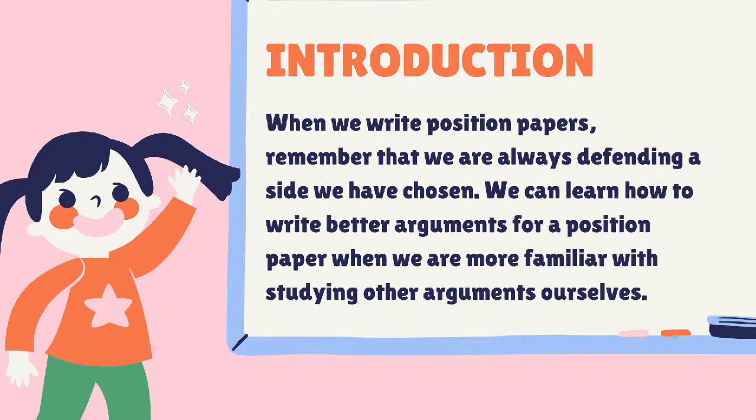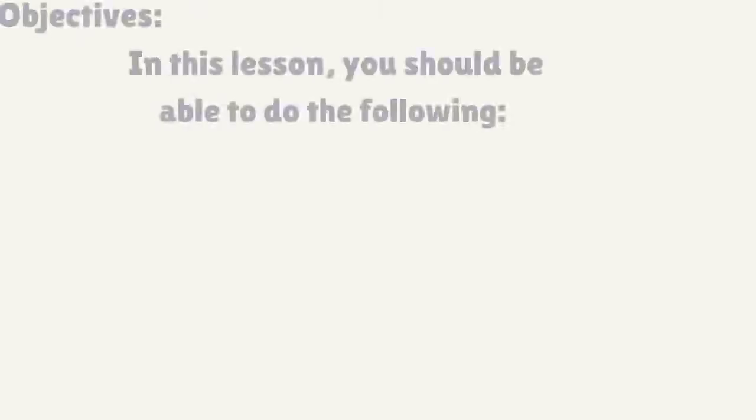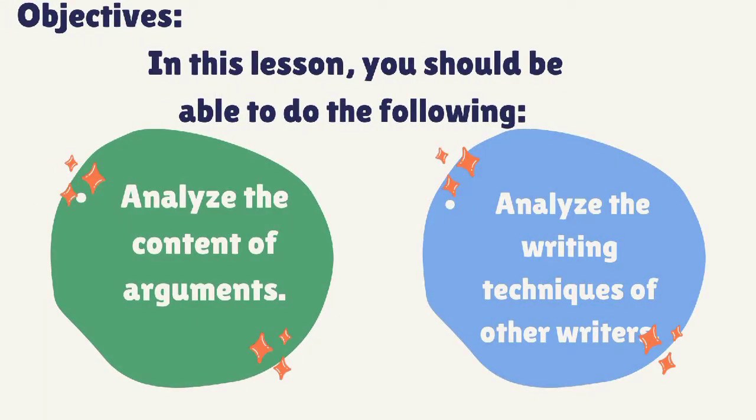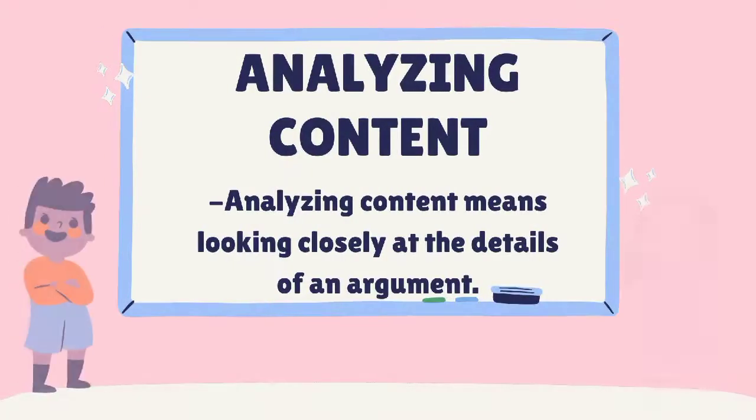We can learn how to write better arguments for a position paper when we are more familiar with studying other arguments ourselves. How do we analyze the arguments? How can this help us become better at making arguments? In this lesson, we have two objectives. The first one is analyze the content of an argument, and the second one is analyze the writing techniques of other writers.